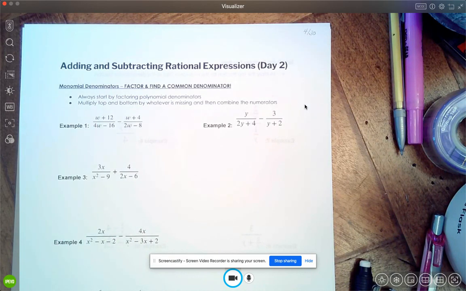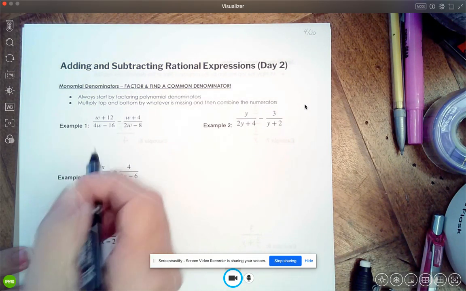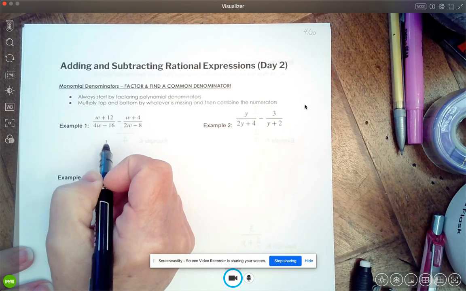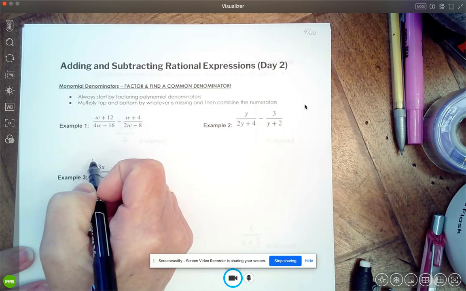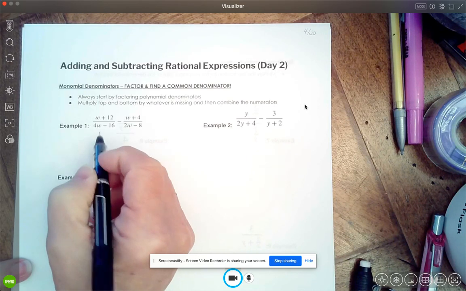Today we're going to talk about adding and subtracting rational expressions, and we're going to do a little more than we did yesterday. Okay, so let's go ahead and start. Yesterday we talked about if we have the same denominator, then we can go ahead and add or subtract our rational expression. If we're looking at this one right here, this one has to have a little more factoring before we can see what our common denominator is.